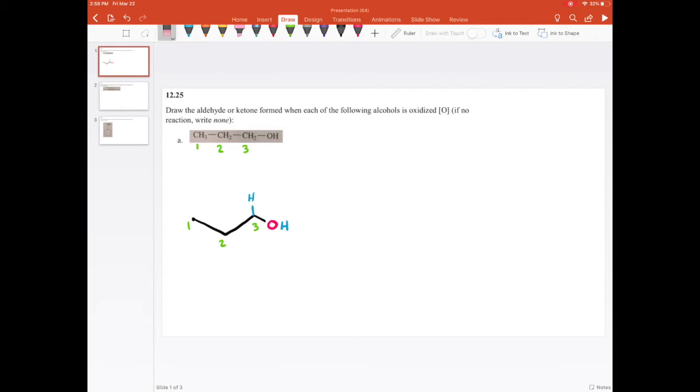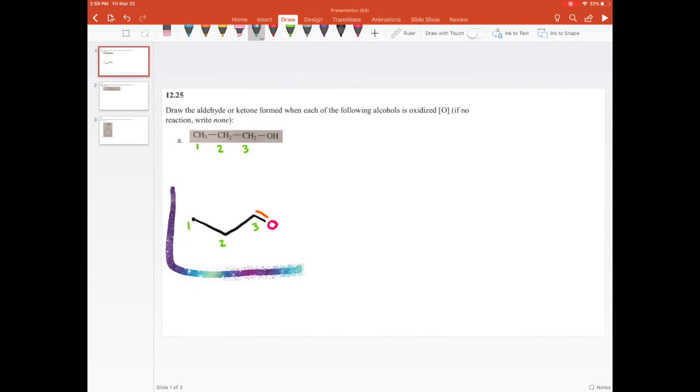So to do the oxidation, the first step is erase the hydrogen on the oxygen. Now that oxygen has room for another bond. Then erase the hydrogen and the bond on the carbon next to it. Now that carbon has room for another bond. Finally, draw the second bond between the carbon and the oxygen. And that's it. That's the product.